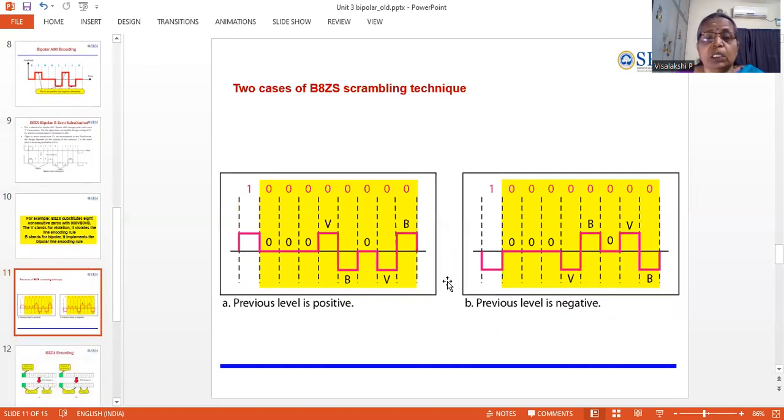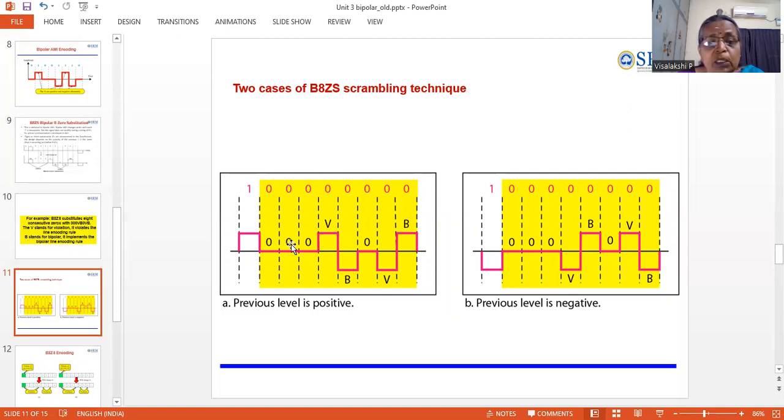Let us see how the signals will be. It considers only whether the previous level is positive or negative. So if we take these 2 cases of the B8ZS scrambling technique, we have used 9-bit values. The first one is 1, which is positive, and then for the 3 zeros there is no change at all.